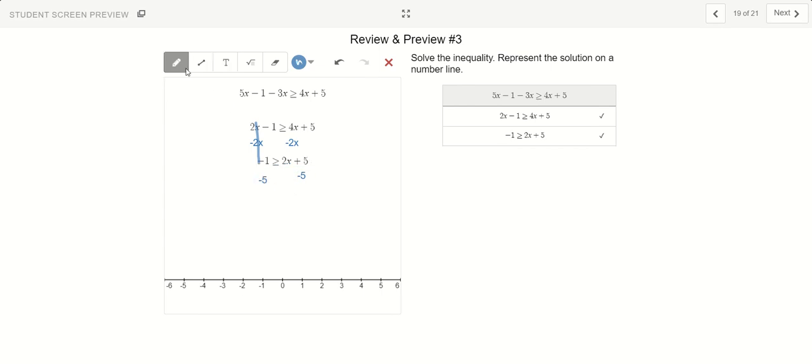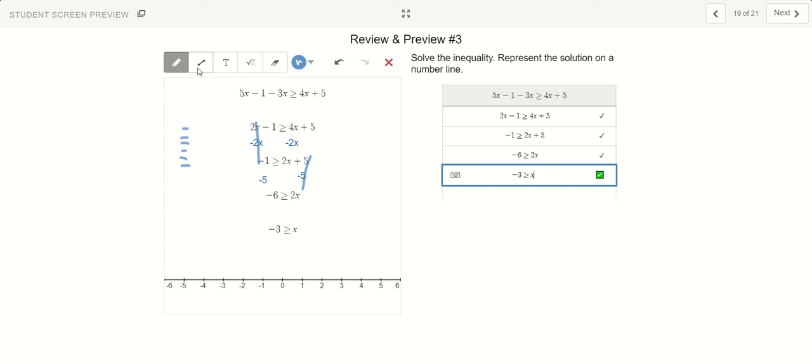Again, plus 5 minus 5 cancels out. Negative 1 and 5 more negatives make 6 negatives. Negative 6. And if I divide both sides by 2, negative 3 is greater than or equal to x.